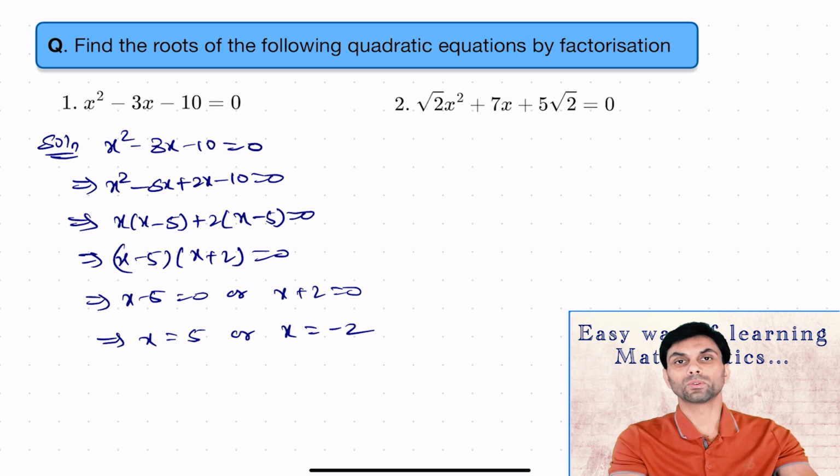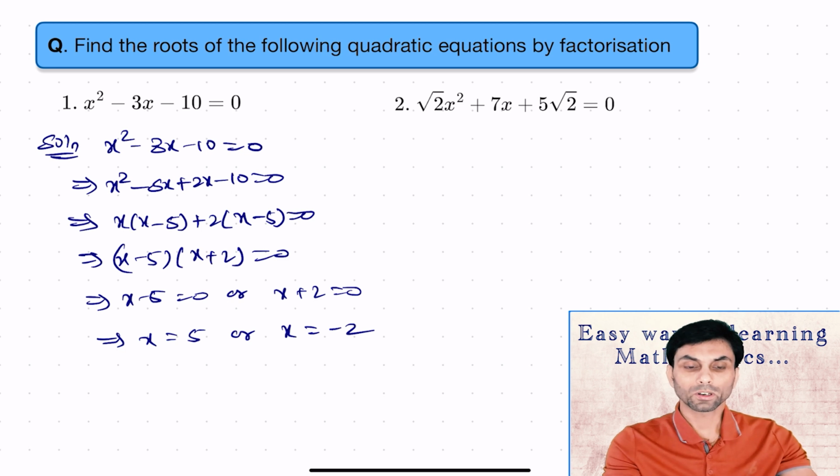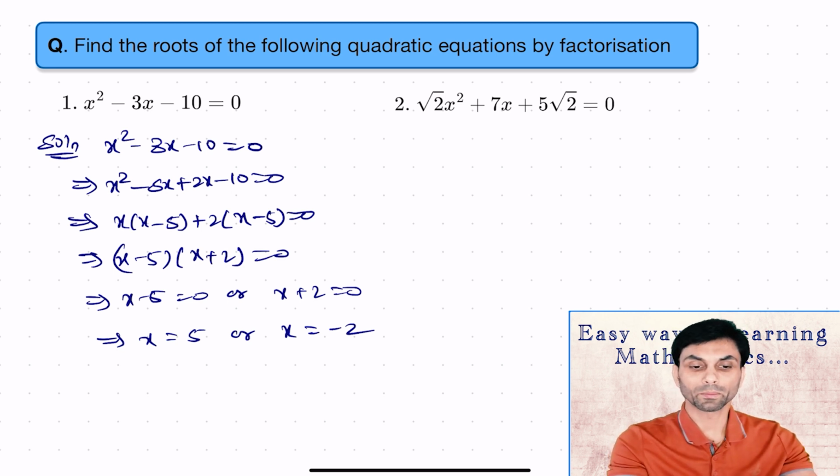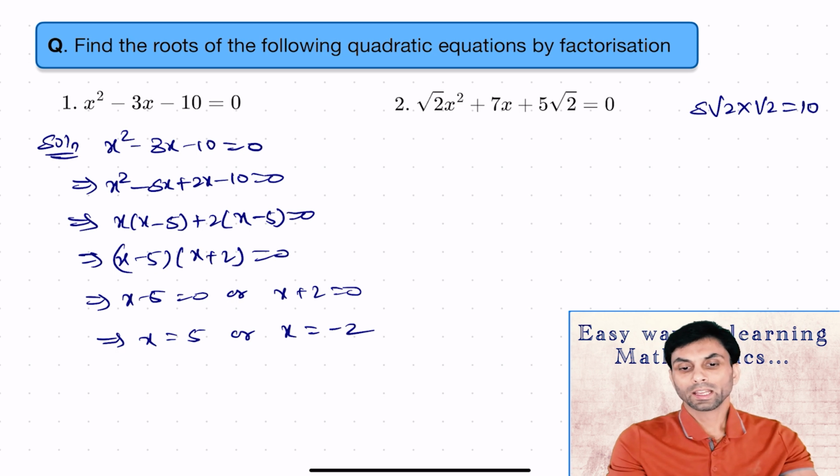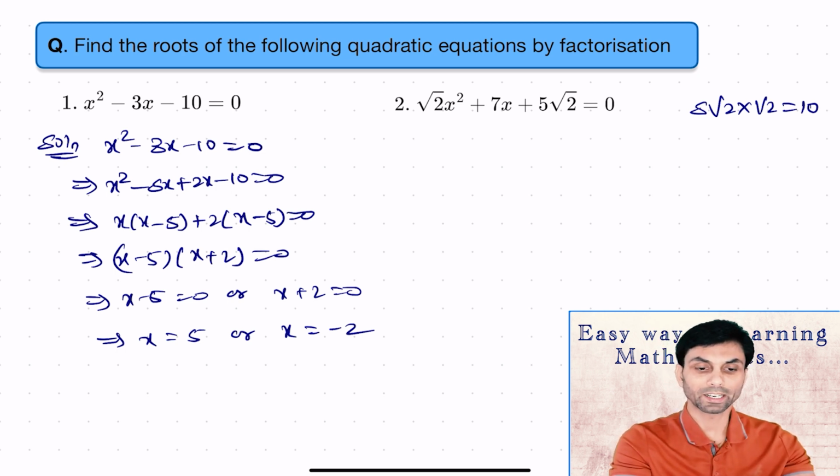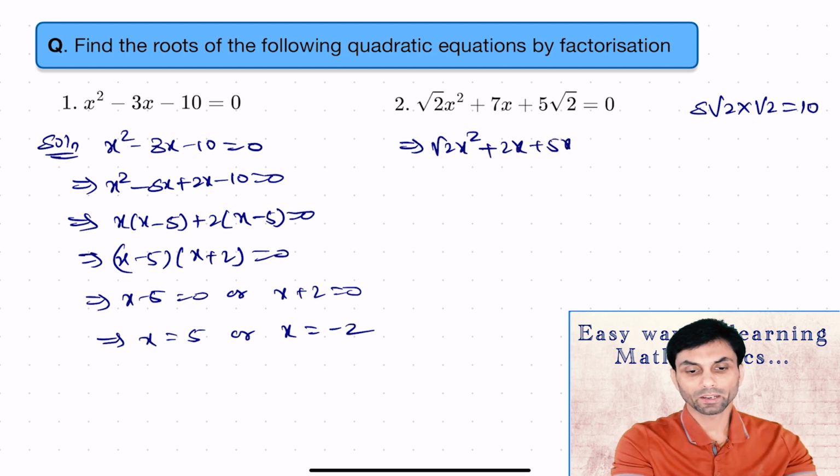So here the value of roots are 5 and minus 2. Next, if you talk about the second question, it is root 2 x square plus 7x plus 5 root 2 equals to 0. So if we will split the middle term here, if we take the product of 5 root 2 into root 2, that will be 10, and 10 can be written as 5 plus 2 is 7 and 5 into 2 is 10. So we are going to write this as root 2 x square plus 2x plus 5x plus 5 root 2 equals to 0.